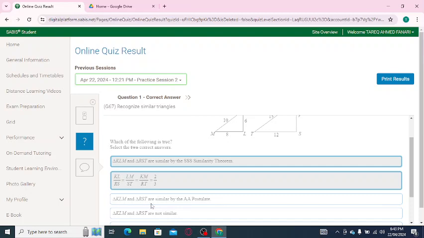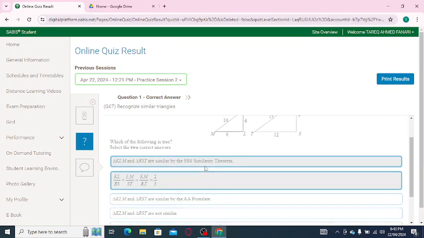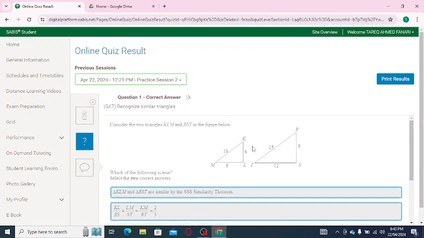Now, how do you know if it's AA or SSS? Okay, AA, if there is an angle given, it's most probably AA. But here there isn't an angle given, so it's 100% not AA. If you have measures of sides, it's SSS. If you have sides and no angle, mind you, no angle, then it's SSS. If you have an angle on both, like if you have a right angle here and the right angle here, then that's AA.